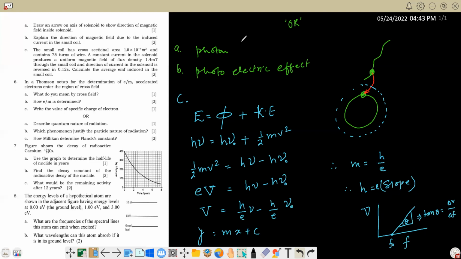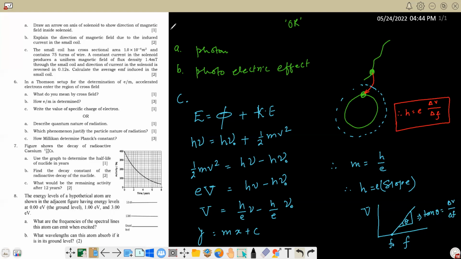Okay, if somebody wishes to get this value in terms of this one, then H will be equal to E times delta V by delta F. This also gives the value of Planck's constant. Okay, so this is the solution for our question.